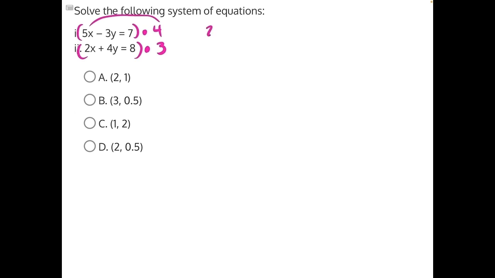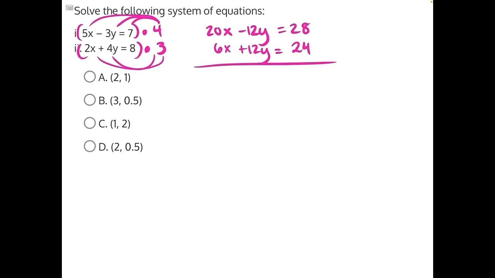4 times 5 will give us 20x, 4 times negative 3 will give us negative 12y, and 4 times 7 will give us 28. Then we have 3 times 2 will give us 6, 3 times 4y will give us 12y, positive, and 3 times 8 will give us 24. Then when we combine our two equations, these will cancel since they are opposites, so the y's are eliminated, leaving us with 26x is equal to 52, 28 plus 24.